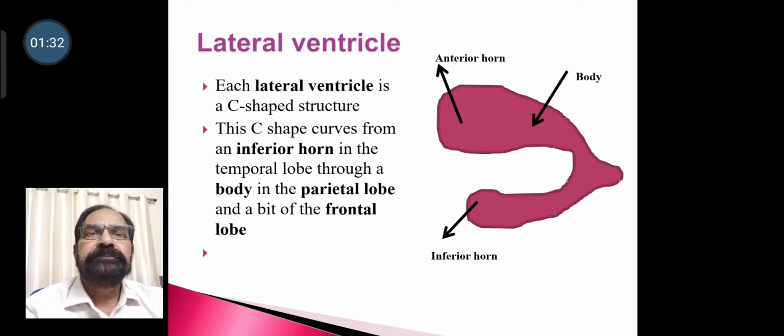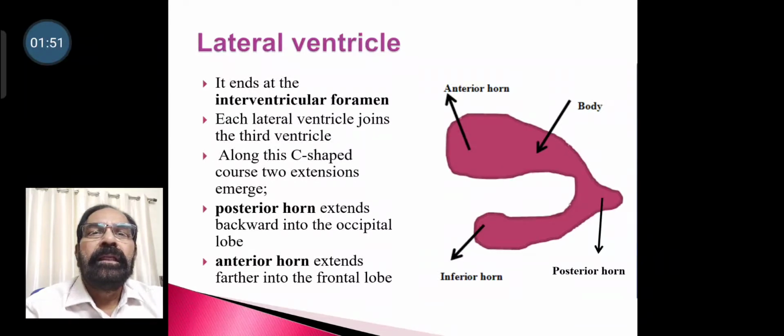Lateral ventricle. Each lateral ventricle is C-shaped in structure. This C-shape curves from inferior horn in the temporal lobe through the body in the parietal lobe and a bit in the frontal lobe. It ends at the interventricular foramen. Each lateral ventricle joins the third ventricle. Along this C-shaped course, two extensions emerge.